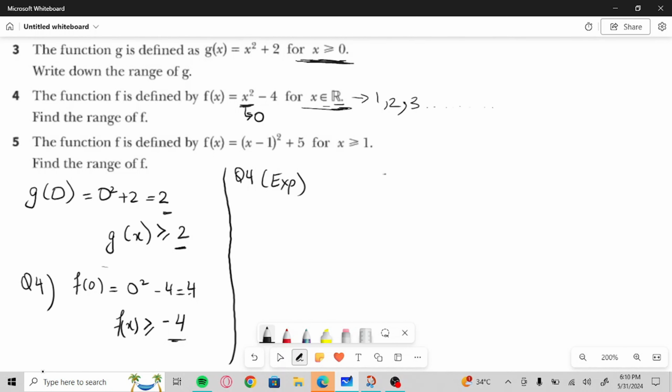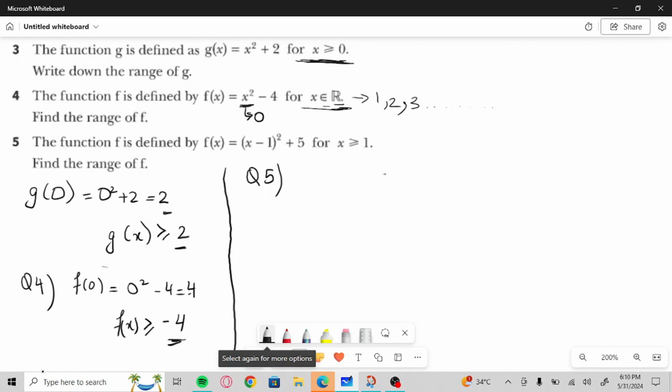If I just input negative 4, for example, f(-4) is equal to (-4) squared minus 4. Similarly, it will become 16 minus 4, which is equal to 12. So as you can see here, that 12 is quite a lot greater than negative 4. Thus, it is proved that the minimum image we can get is from the input of 0. Okay, on to question number 5.